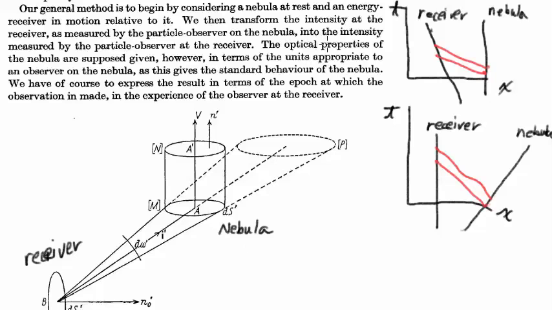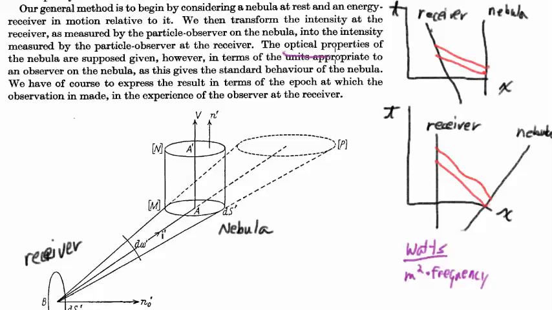The optical properties of the nebula are supposed given, however, in terms of the unit appropriate to an observer on the nebula, as this gives the standard behavior of the nebula. So, watts per meter squared per frequency, I think.